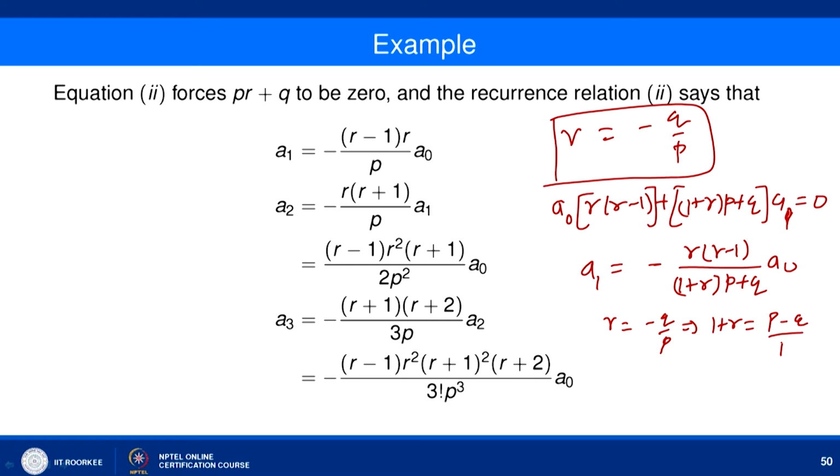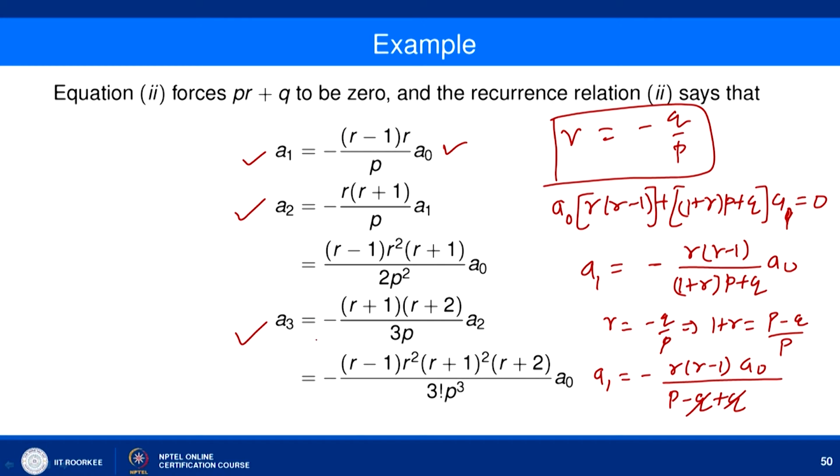q upon p. So, using this we can write a1 as minus r into r minus 1 a naught divided by p minus q plus q. So, we can cancel out, and we can write a1 as minus r minus 1 r divided by p into a naught. So, a1 is calculated, and similarly you can calculate your a2 and so on.